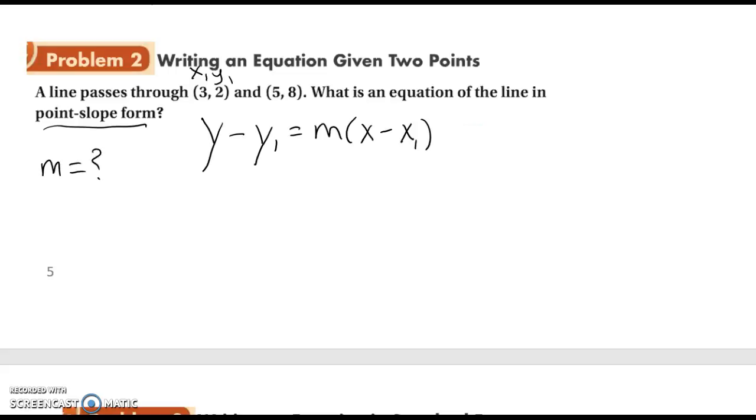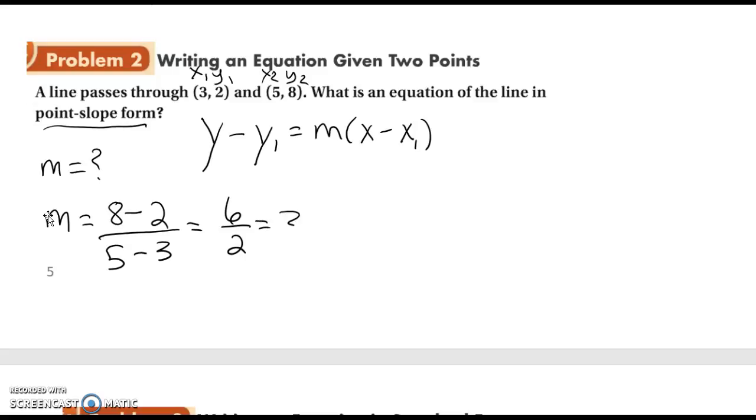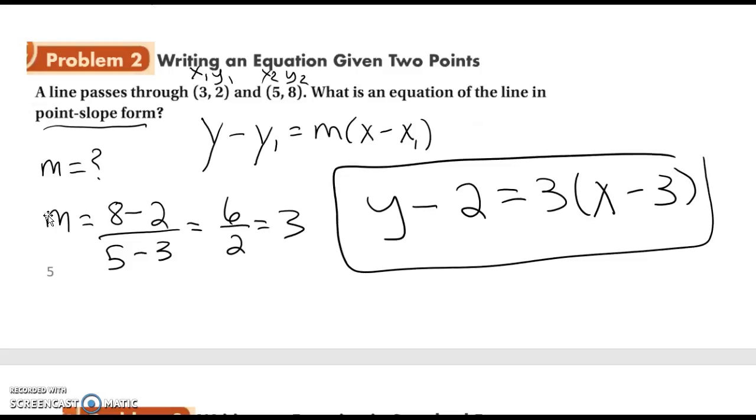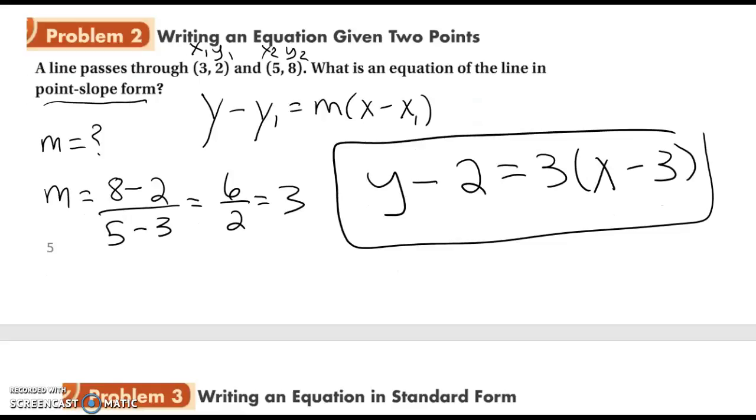Right now we don't know m, the slope, but we can figure it out by using the equation for slope, y2 minus y1 over x2 minus x1. So let's figure that out. y2 minus y1 over x2 minus x1. 8 minus 2 is 6, 5 minus 3 is 2. That gives us a slope of 3. We can now write our equation. y minus y1 equals m times x minus x1. And we're finished.